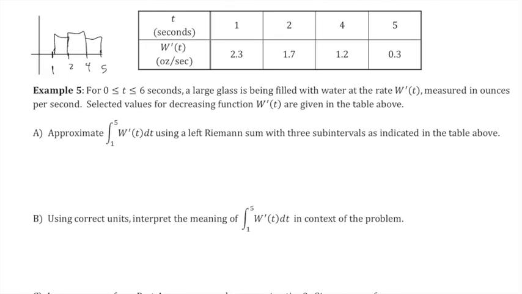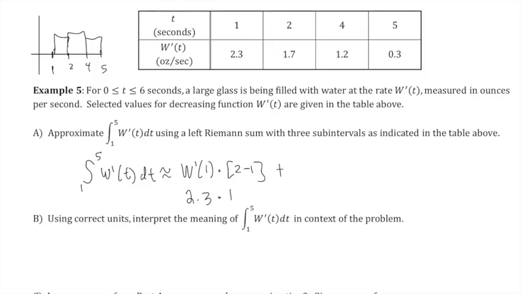Since we're using left Riemann sums, this left value is going to determine the height. So with the first rectangle, the height is going to be at value 1. With this second rectangle, we're using the left side to determine the height, so the value 2. And with the last rectangle, we're using the value of 4 to determine the height. Okay, so W prime of 1 times 2 minus 1. W prime of 1 is this value, which in this case is 2.3. So this is 2.3 times 1.